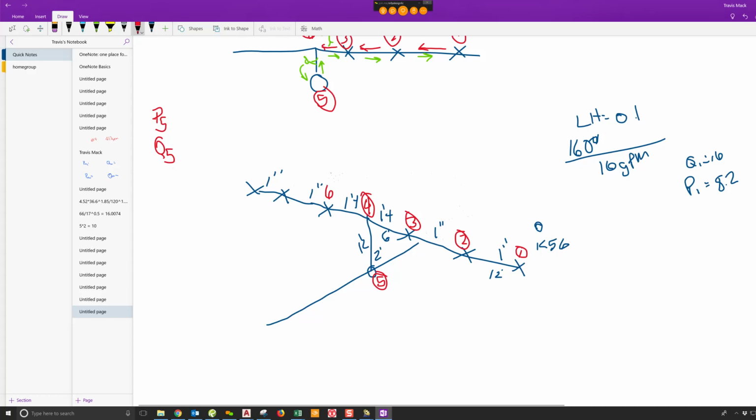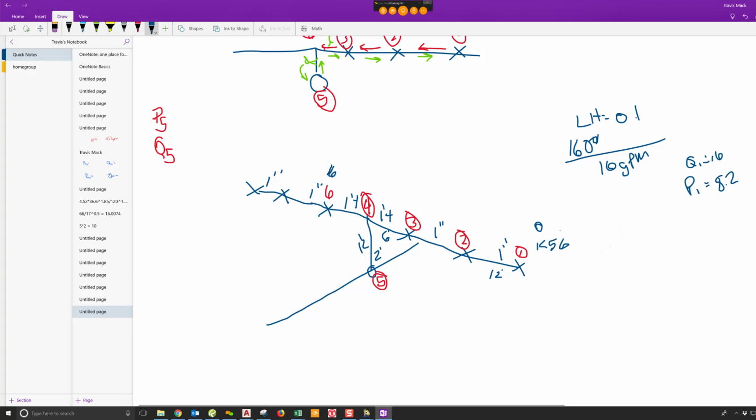These all need a minimum of 16 GPM. That is our minimum. Okay, so we got this here. So P1 is 8.2. What is the friction loss? Do we have any fittings between node 1 and node 2? No fittings at all, right? So let's figure out what the friction loss is.